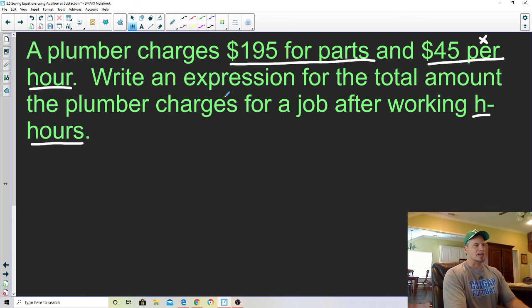So it's 45 times hours. It tells you exactly what it's multiplied by. Hours is H. So it's 45H. Okay, $195 for parts, that is a one-time charge. That is not added over and over again, so it's not multiplied by anything. So it's just added in, plus 195. And here we have an expression. There's no equal sign in an expression. 45H plus 195. That should sum up today's lesson.